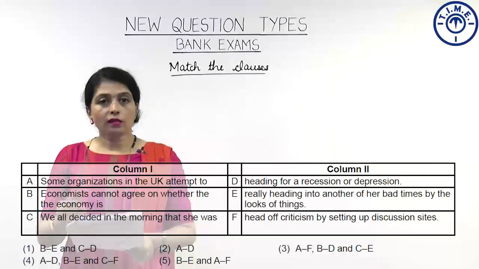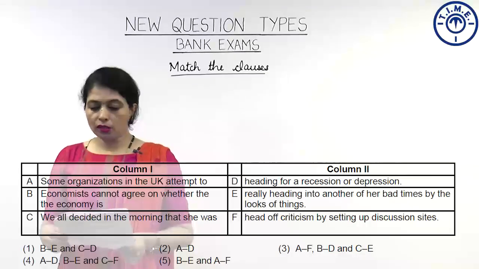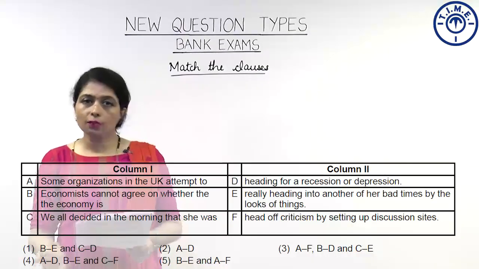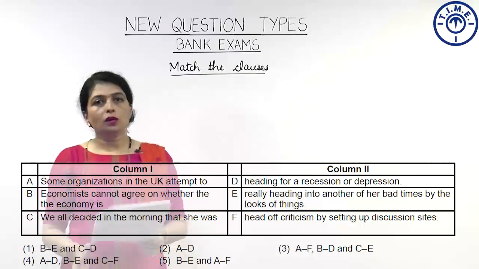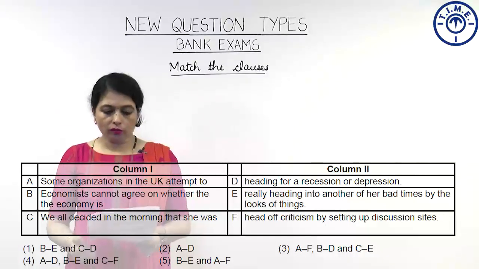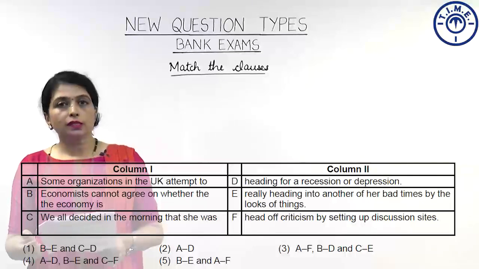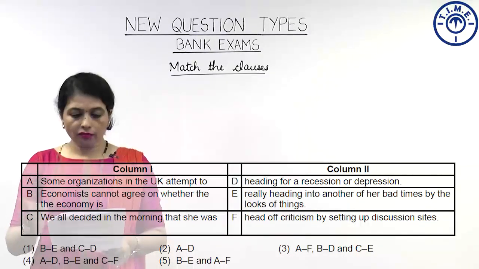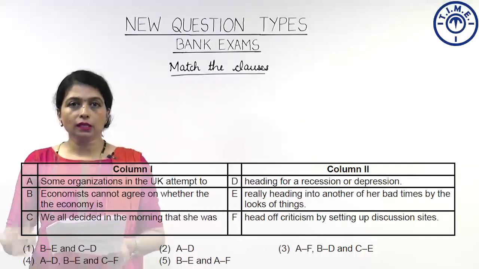And why is F not right also? Let me discuss it with you. We all decided in the morning that she was head of criticism. Again, she was doing something and not a simple form of the verb which is needed here. So because there is no progressive verb over here, we cannot work with F. Fine. So what are the correct sentence combinations that we have now arrived at? We have identified A with F, B with D, and C with E.